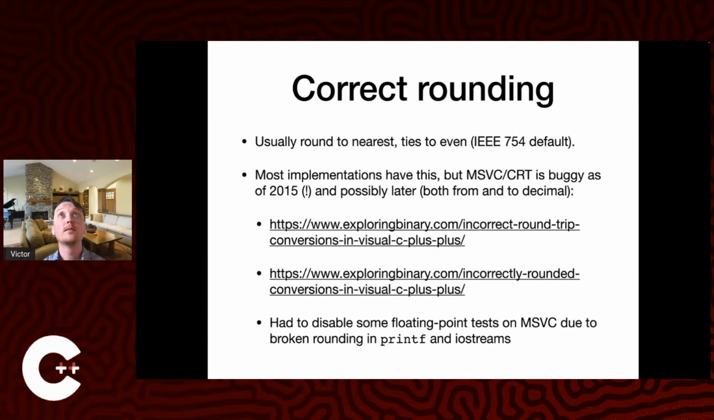Okay, the third property is correct rounding. Usually it means round to nearest, ties to even, which is the IEEE 754 default. Most implementations have this, but Microsoft, as usual, is buggy. Last time I checked was in 2015. I don't know if they fixed this issue. There were many posts about broken behavior in the Microsoft runtime library.